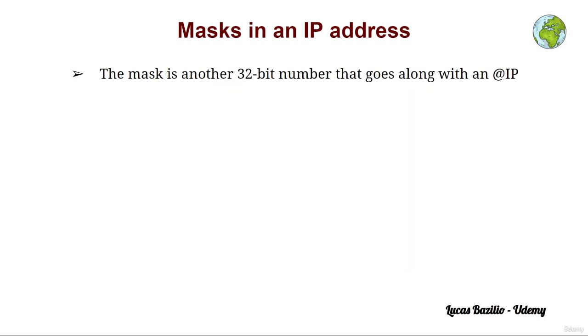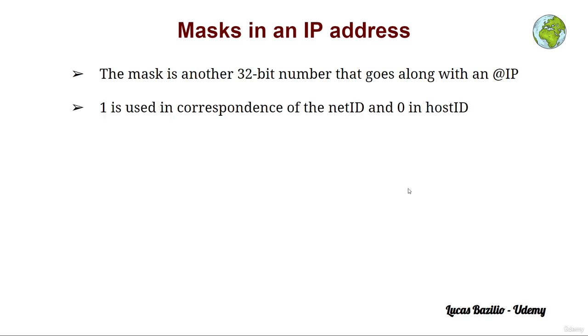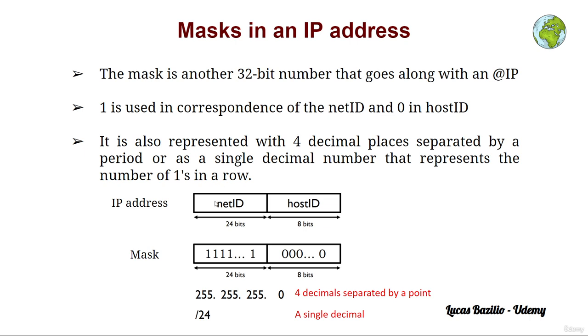So, first of all, what is a mask? A mask is another number of 32 bits that goes along with an IP address. So we also have a number of 32 bits, 32 ones and zeros. The correspondence is the following: 1 is used in correspondence of the net ID and 0 in the host ID. The number of ones we see first on the left is the number of bits that correspond to the net ID, the network identifier, and all of the zeros on the right correspond to the number of bits for the host ID.